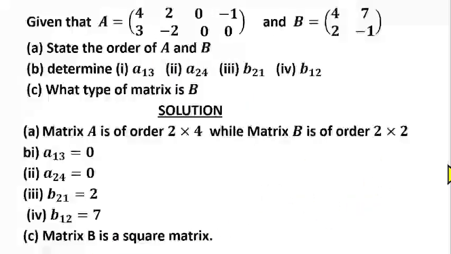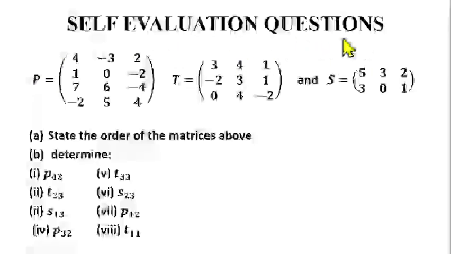So that's the solution to this question, which I believe addresses everything we have learned so far under matrices. Do you understand that? Now if you understand that, please attempt this self-evaluation question by yourself based on what you have learned so far. You have matrix P, matrix T, matrix S. State the order of the matrices above. You have to tell us the order of these 3 matrices, and then determine all the elements, for example P4,3 and so on, using these matrices. And I believe you know which one you have to use out of these three matrices for each question here. So attempt the question and leave the answer in the comment section of this video, and I will address it shortly.